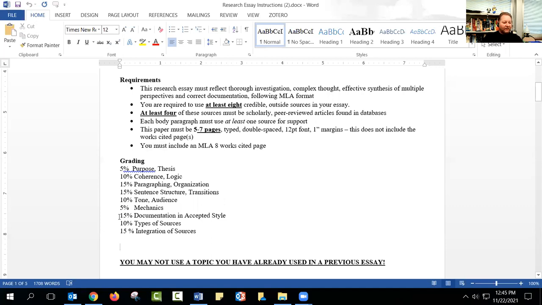So if you look kind of down here at the bottom, you see a large portion of it is for documentation. So are you using MLA style? Are you using good, credible sources? Did you use at least 4 of these peer-reviewed database articles? And then how well did you use the sources? How well did you integrate outside information with your writing? So you see this all combined is worth a pretty good chunk of the essay because these are the skills that we really want you to learn for this kind of essay. All this stuff, this is stuff you've already been doing, all right?